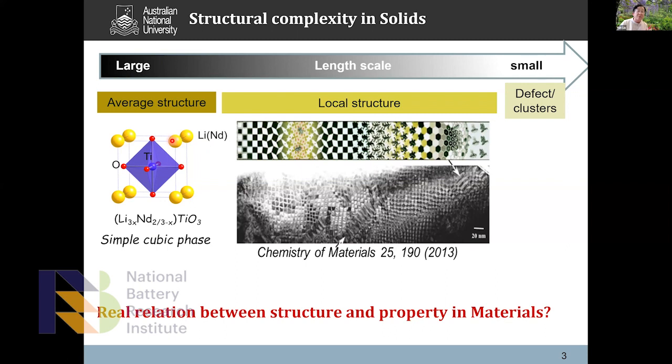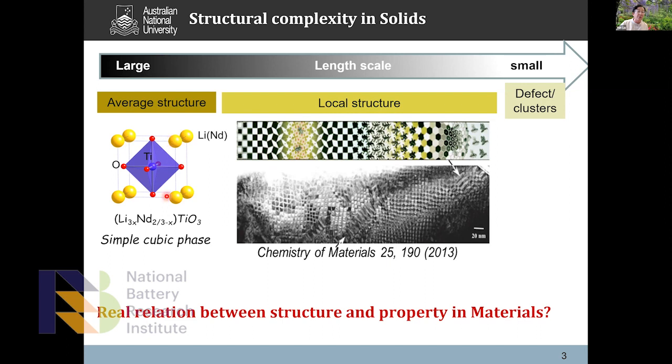But lithium and neodymium in the periodic table are very, very different in terms of their size, nucleus, electrons, and electronegativity. So all of these determine that, even if you want to keep the average structure, to minimize the energy as they reach the equilibrium state, there is actually a lot going on locally. That's what we call the local structure.